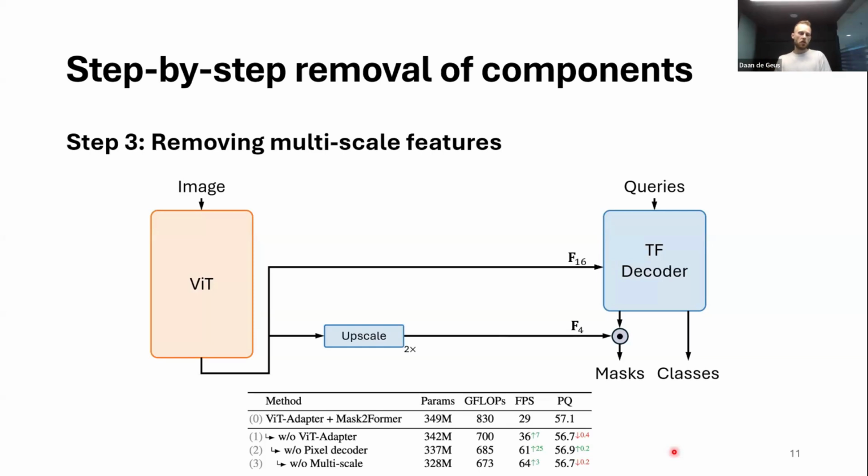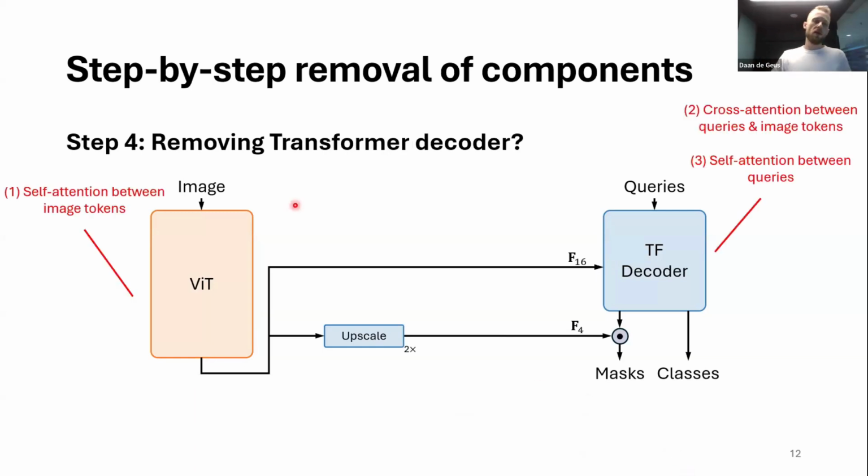So now we've removed a bunch of components already, and we're left with two modules. And these modules, interestingly, are both transformers. They both just consist of attention operations and some MLPs. Specifically, the vision transformer contains several self-attention layers between the image tokens. In this transformer decoder, on the other hand, we have cross-attention between these learnable queries and the image tokens to extract information from the image features into the queries. And there's also self-attention between the queries.